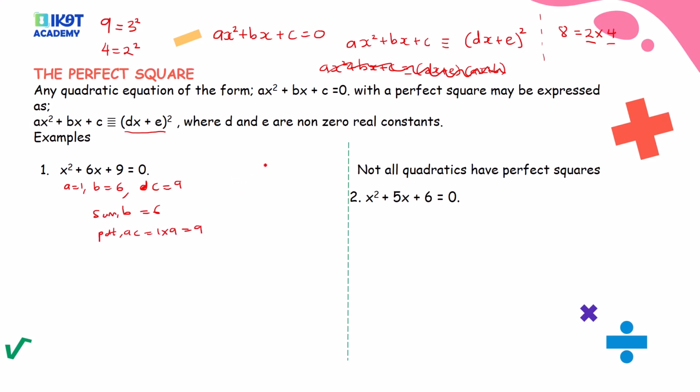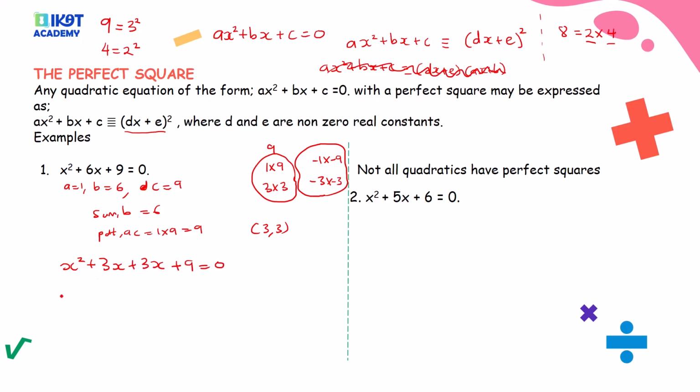We get the factors of 9. So what are the factors of 9? We have 1 times 9, then we have 3 times 3. But we said we always have to also include the negative, so we have negative 3 times negative 3. We have to get numbers that when you multiply give you 9, but when you add give you 6. So I think we see here it would be 3 and 3. Then now we put it in here: x squared plus 3x plus 3x plus 9 is equal to 0.